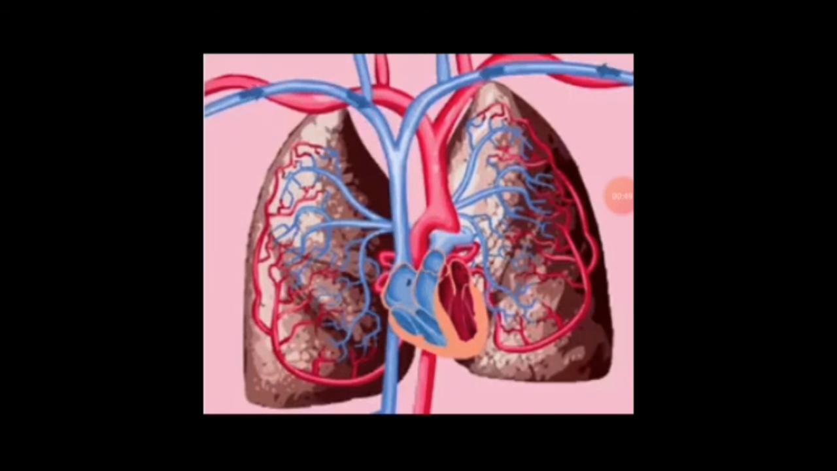This deoxygenated blood enters into the pulmonary arch. Pulmonary arch supplies deoxygenated blood to the lungs, where blood gives up its carbon dioxide and receives oxygen from air at capillary level, and the deoxygenated blood now becomes oxygenated, which flows back to the left atrium through pulmonary veins.